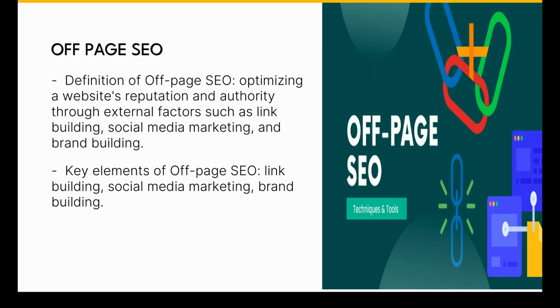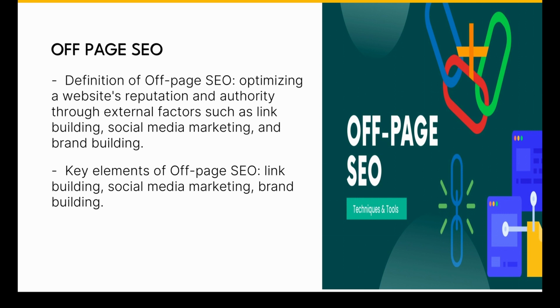Then from on-page SEO, we move on to off-page SEO. Off-page SEO refers to optimizing a website's reputation and authority through external factors such as link building, social media marketing, and brand building. What do we mean by link building? We are going to explain this in a moment, but when we say link building, we mean ensuring you get quality links from other websites to point to your own website.